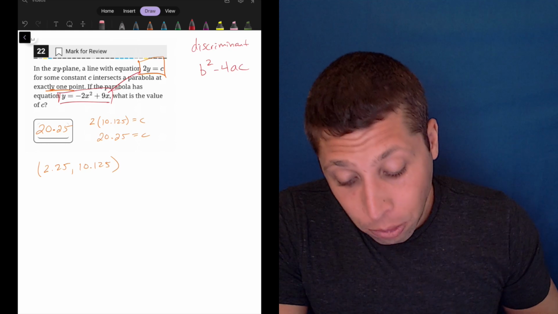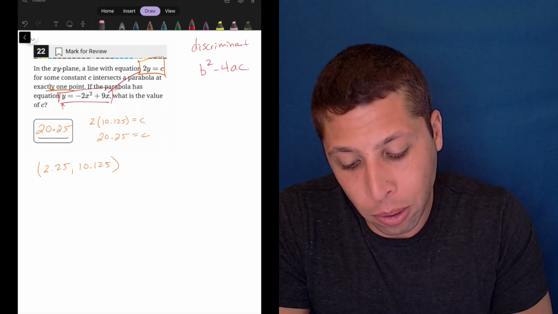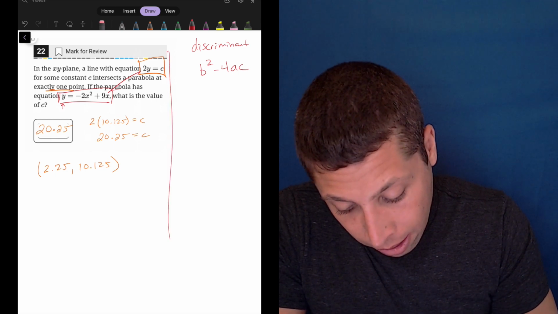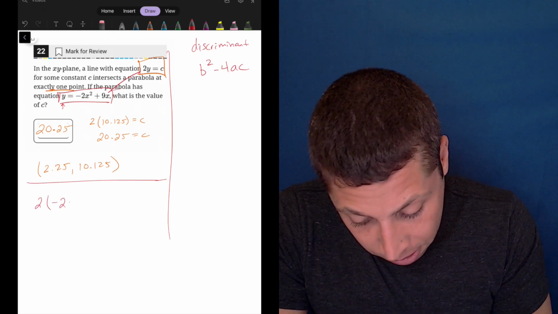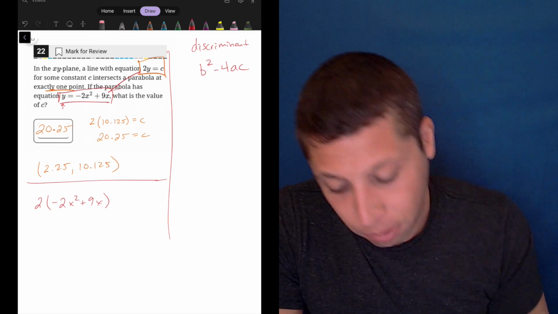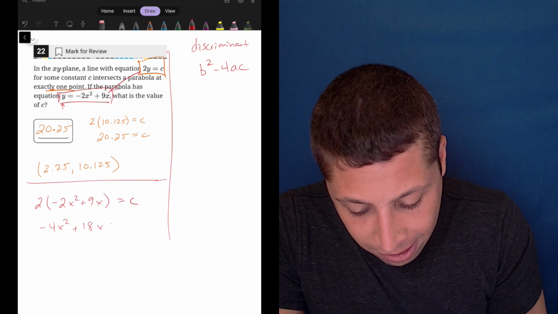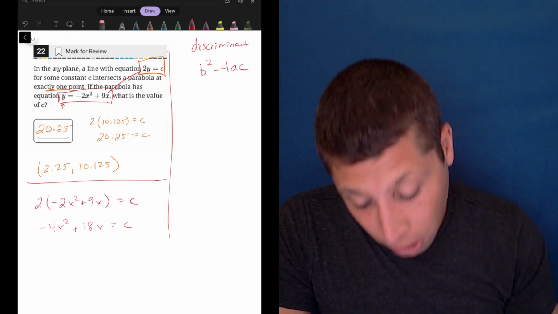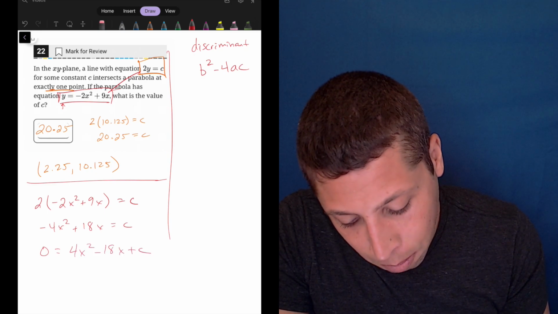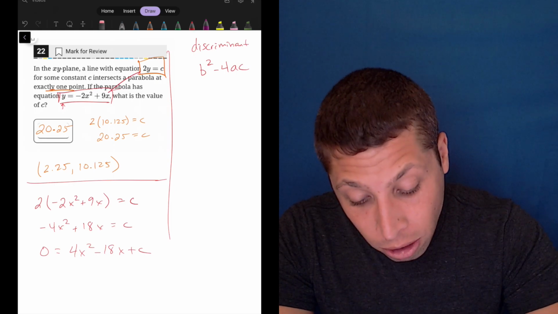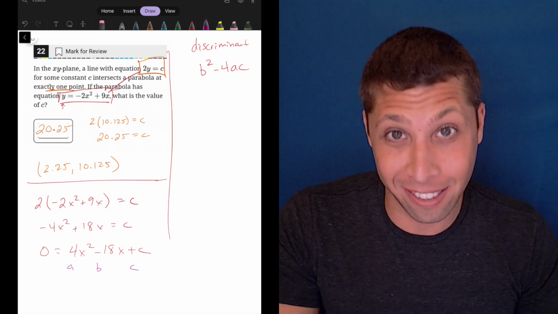So what I would do here is, since y is equal to this weird thing, I would do a little substitution. Let's do this down here. I would do 2 times negative 2x squared plus 9x, right? I'm substituting in for y is equal to c. Then I would distribute: negative 4x squared plus 18x is equal to c. Then I'd move everything over to get it into a real quadratic. So 0 is equal to 4x squared minus 18x plus c. And now I can use the discriminant because I have values of a, b, and c, and just coincidentally, c is the c that I need to find.